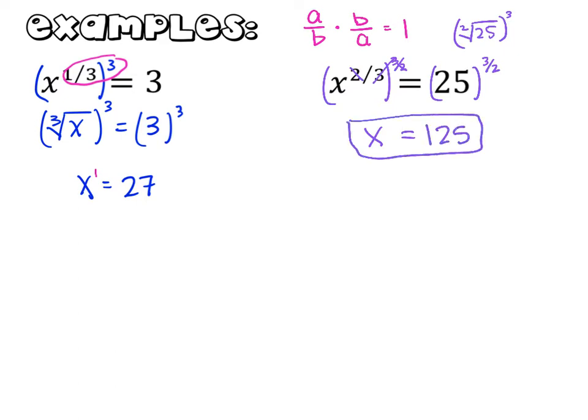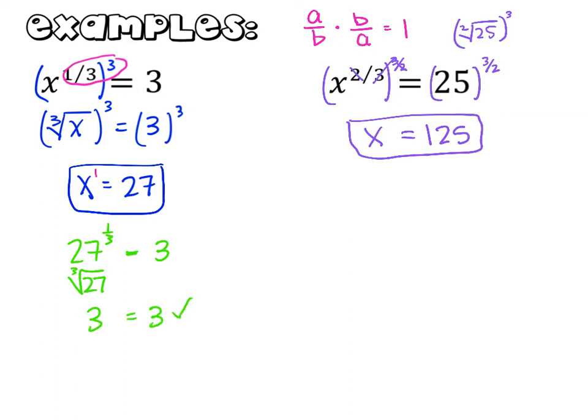But just like the other ones, we still want to check our work for these. So we got x equals 27 and x equals 125 for these two problems. So is 27 to the 1/3 power equal to 3? Well, that's the cubed root of 27, which is 3, and 3 does equal 3, so that one checks out. And what about 125? Is 125 to the 2/3 power actually equal to 25?